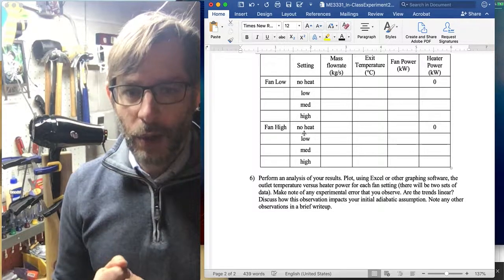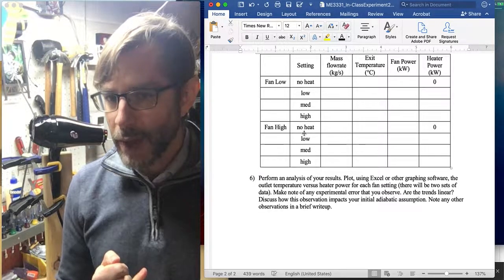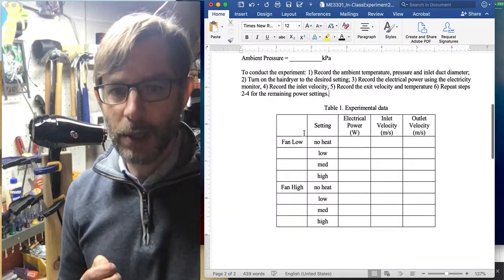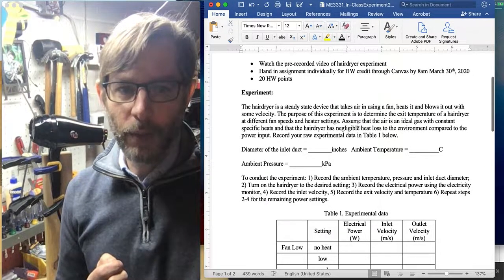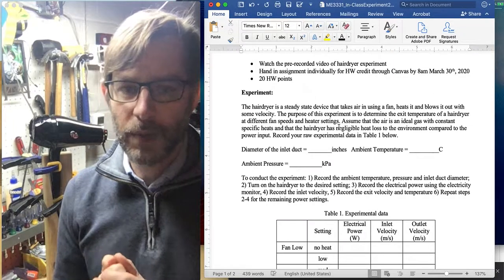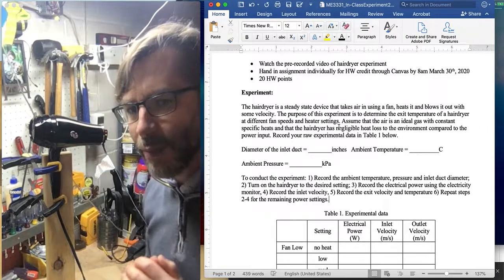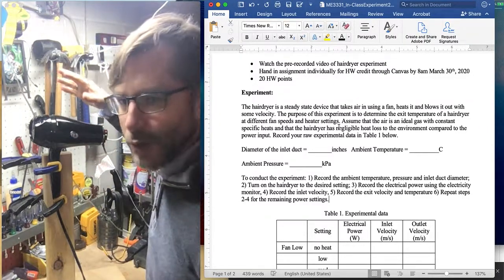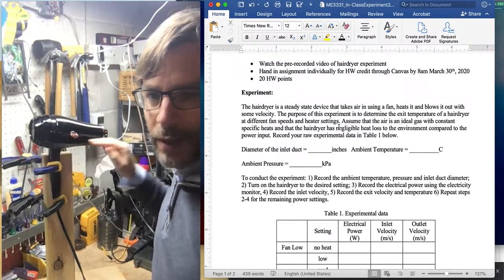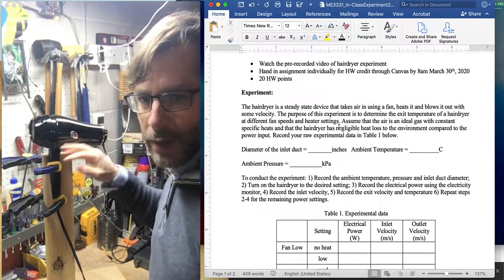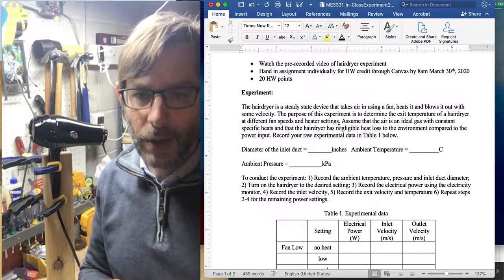Also, if you have any observations regarding the adiabatic assumption, because notice at the top, I don't know if I mentioned this in the words, it says we assume that air is an ideal gas with constant specific heats, and that the hairdryer has negligible heat loss to the environment compared to the power input. So what I'm saying is that this thing is not losing that much heat. It's warm to the touch, but it's not hot. Most of it is in enthalpy, in the air coming in and then the hot air coming out. That's where most of the power is, as well as the heater element and the power coming in.